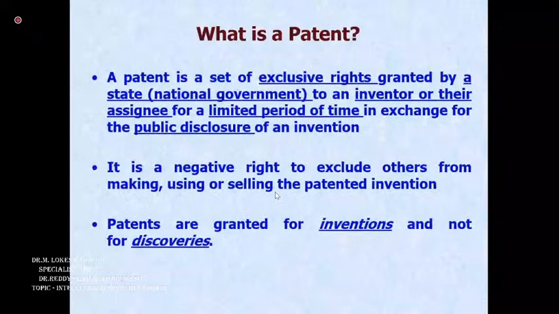So what is a patent? A patent is a set of exclusive rights granted by a state. State means here national governments, to an inventor or their assignee for a limited period of time in exchange for the public disclosure of an invention. So as I told, it is an exchange program. You are giving something to the public, so the government is giving you something to use that invention for some time. After some time, it will be open to everyone. So it is a negative right to exclude others from making, using, or selling your inventions. So patents are granted for inventions and not for discoveries.